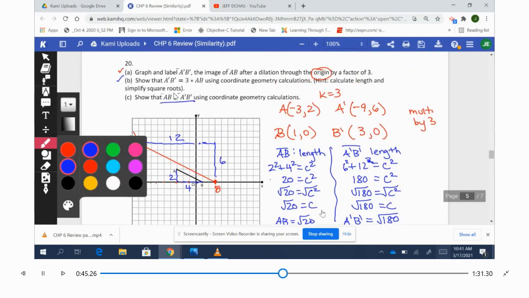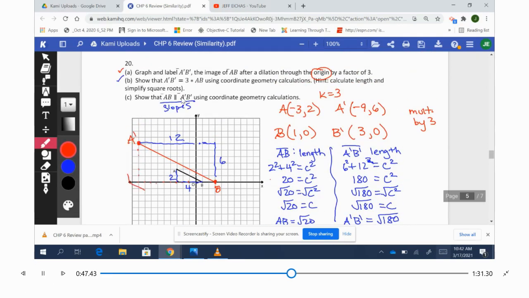Next, we're going to try to show parallel. Anytime we show parallel, it's going to be slopes on the graph. So we're going to have to calculate the slopes first. So what I'm doing is rise over run for both of them, AB. The rise is 2, the run is 4, and it's negative because as we move left to right, it's going down. So that's where that negative is coming from. A prime, B prime. The rise is 6, the run is 12, going negative.